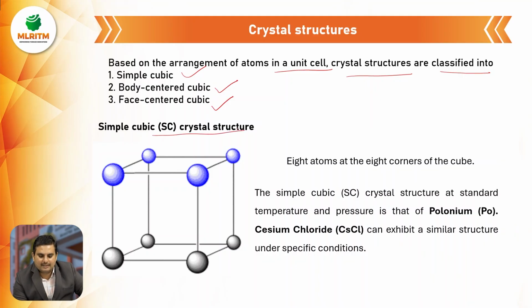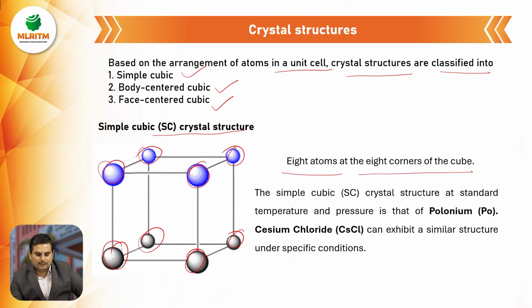Under the simple cubic crystal structure, we have 8 atoms, 1, 2, 3, 4, 5, 6, 7, 8. You see here 8 atoms at the 8 corners of the cube. The first one is a simple cubic. As we have 8 atoms at the 8 corners of the cube, we call it a simple cubic structure.